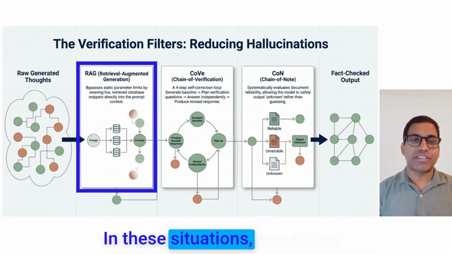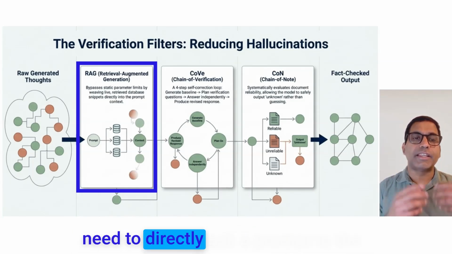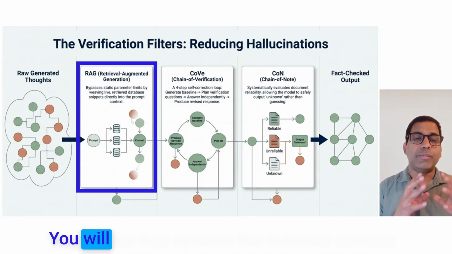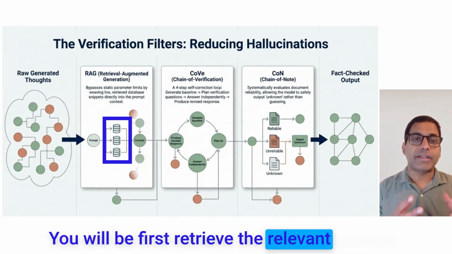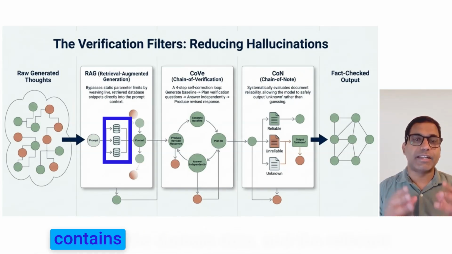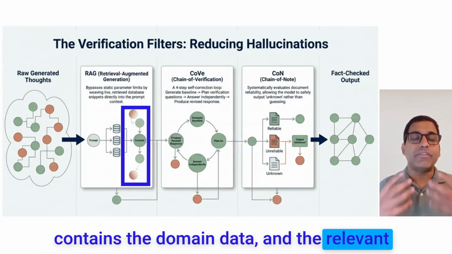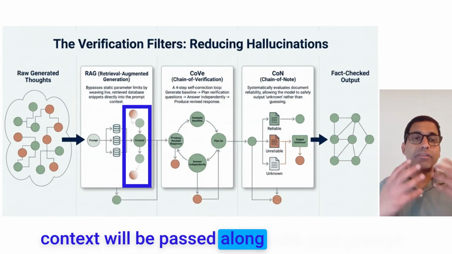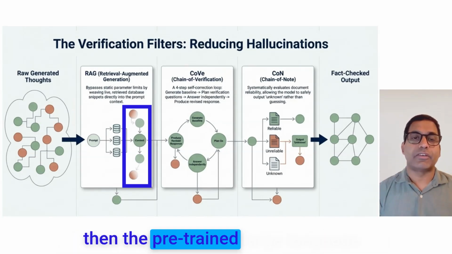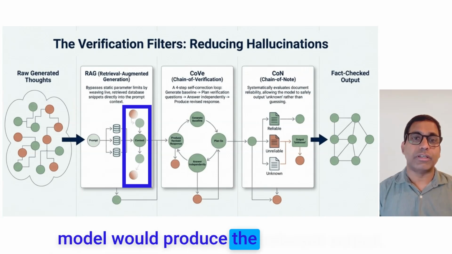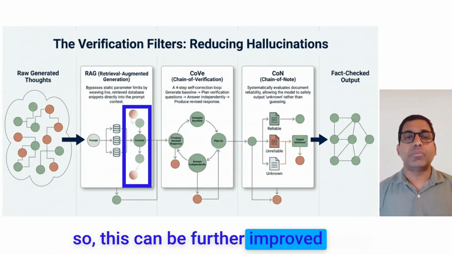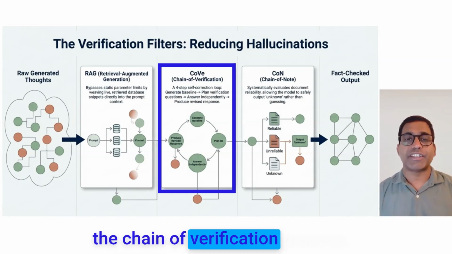So, in these situations, you do not need to directly give a prompt to the pre-trained large language model. You will first retrieve the relevant context information from an up-to-date database that contains the domain data, and the relevant context would be passed along with your prompt to this pre-trained large language model. Then the pre-trained large language model would produce the relevant output. So this can be further improved using the chain of verification process.